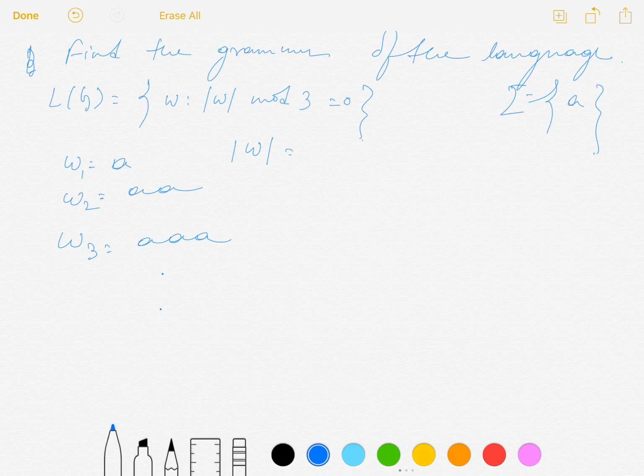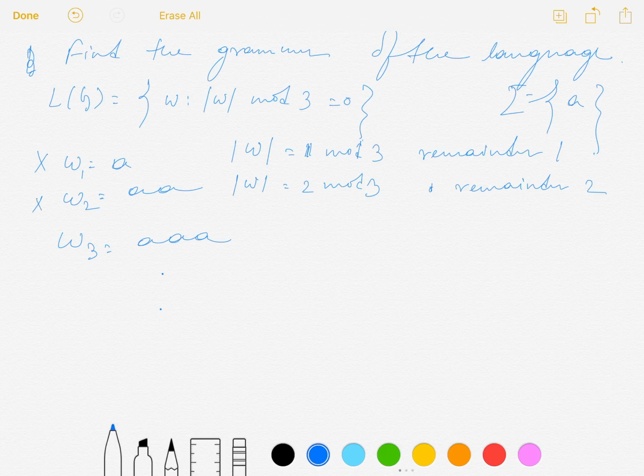Mod of omega in this case is 1, and if I make a modulo division, that means 1 mod 3, 1 must be divided by 3, and what should be its remainder? If I divide 1 by 3, the remainder is 1 and it is not equal to 0. So this one will not be a part of this language. In the next case mod omega is 2, and 2 mod 3, what is the remainder? In this case the remainder is 2.